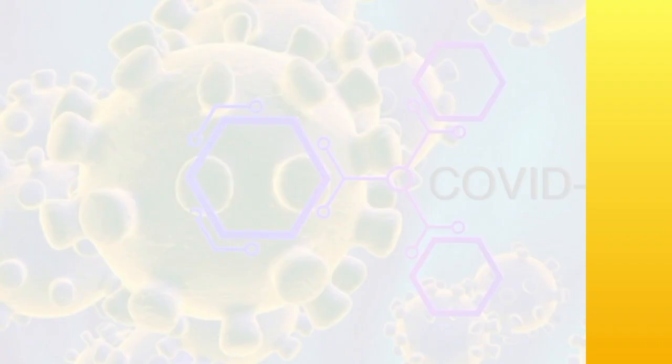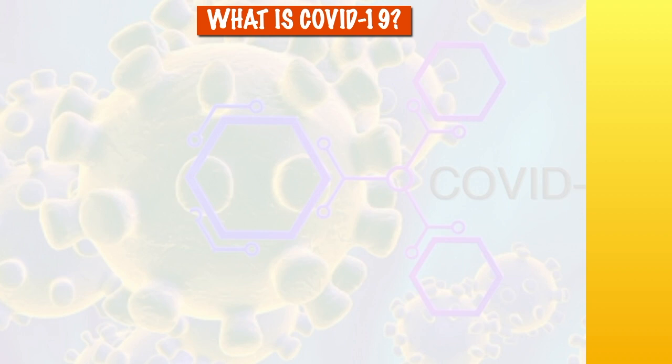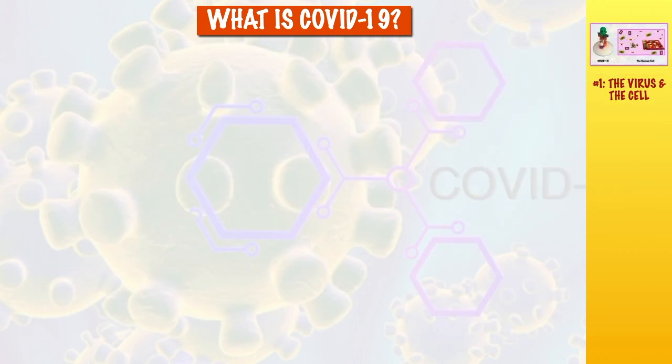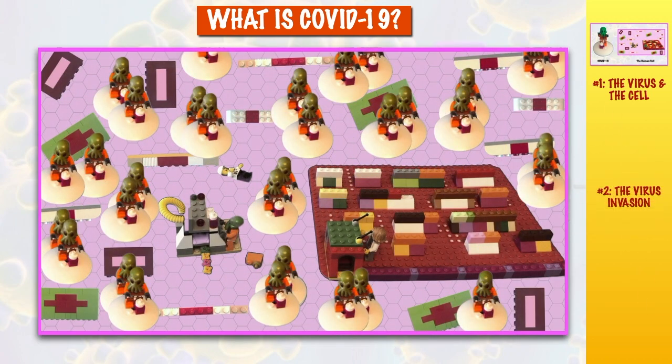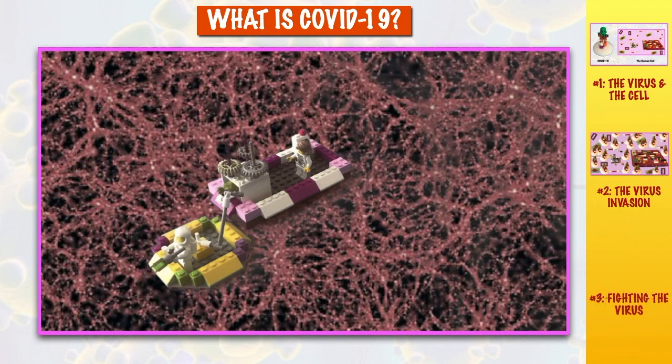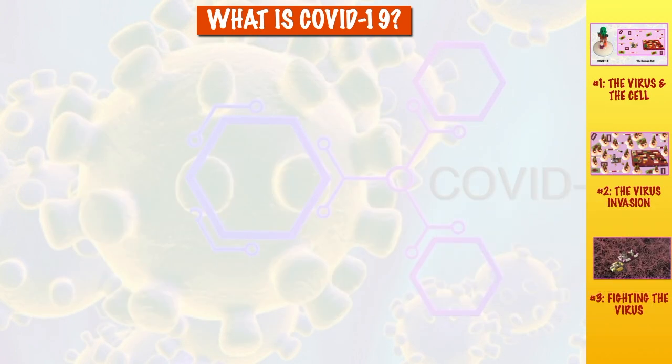Over the course of 3 movies, we will be looking at Covid-19. In movie 1, we examine the virus and the cells that make up our body. In movie 2, we will see how the virus invades our cells and makes us unwell. And in movie 3, we will show how our cells can fight back.